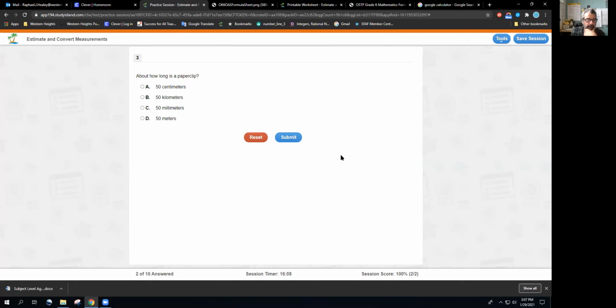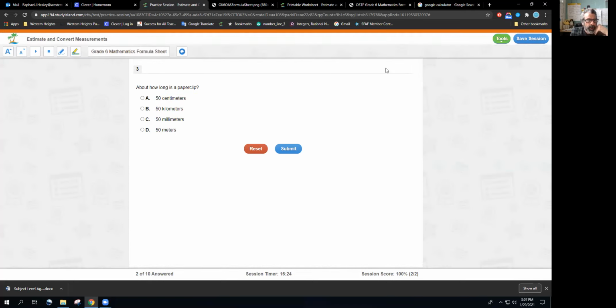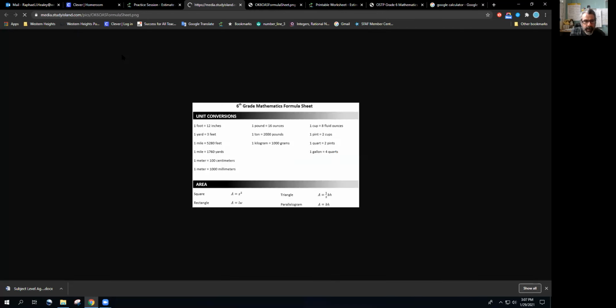About how long is a paper clip? I don't have any paper clips to show you, but they're not that big, right? So this is about understanding the words centimeters, kilometers, millimeters, and meters. I'm curious to see what the tools have for us. Let's look at the tools. Are there centimeters in here? There's feet, yards, mile, meter. There's a meter. Okay, so 1 meter is equal to 100 centimeters. Very good. And 1 meter is approximately close to about 3 feet. A yard stick and 3 feet are very similar to each other. So, okay, let's go back to the problem.